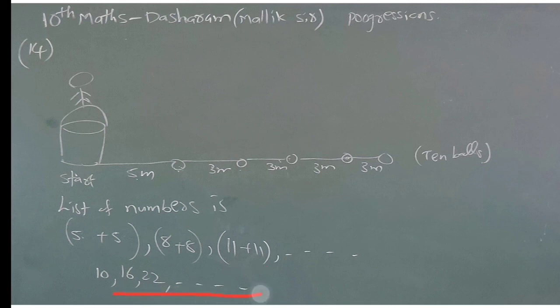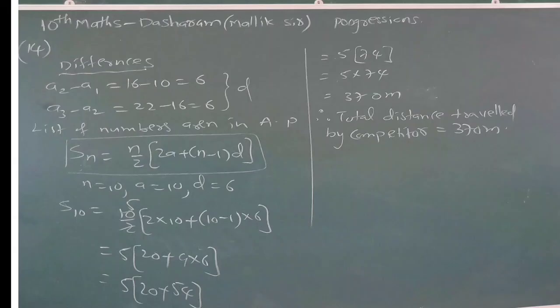Now let's verify whether this list of numbers forms an AP or not. See here the differences: a2 minus a1 is 6, a3 minus a2 also 6. The differences are common, so the list of numbers is in AP. So use the Sn formula, n by 2 of 2a plus n minus 1 into d. Here he is asking what is the total distance travelled by the competitor to drop the 10 balls.